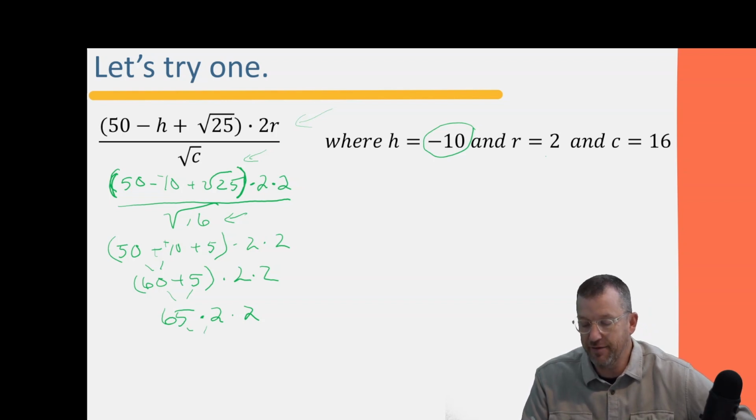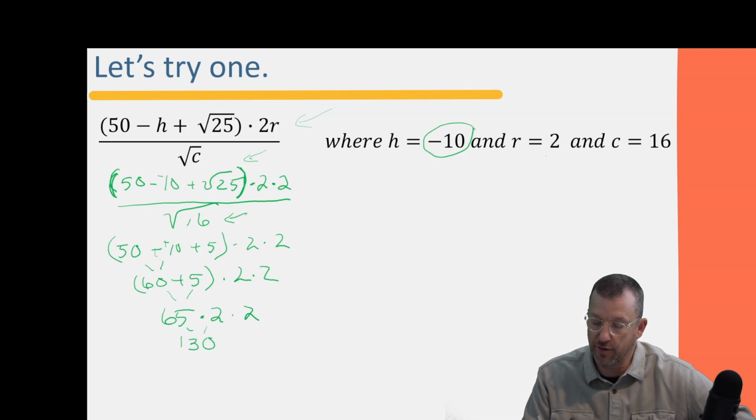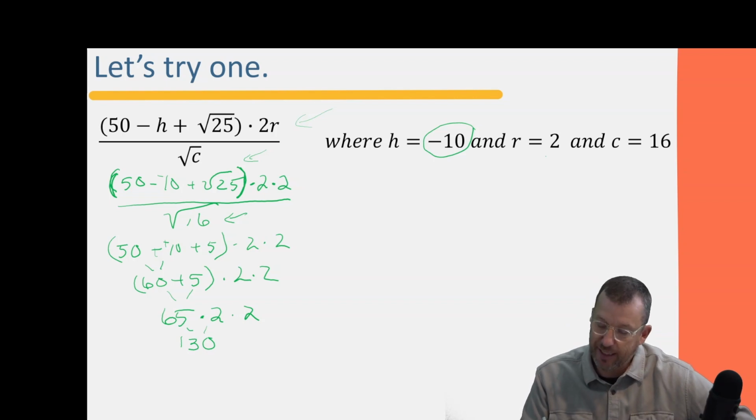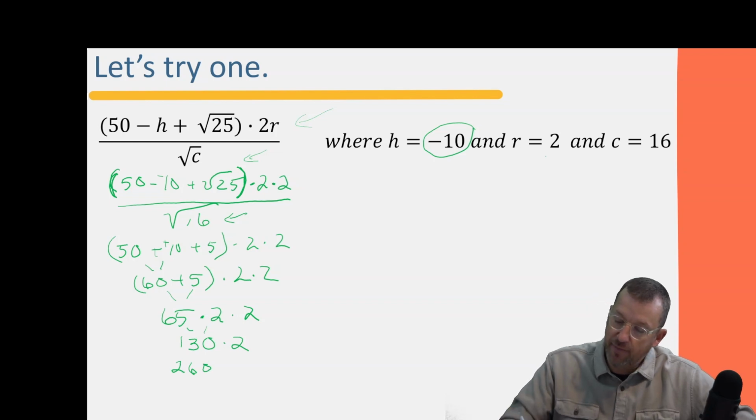So 65 times 2, so you're going to double 65, which gives us 130. 2 groups of 60 is 120, 2 groups of 5 is 10, you add them together. And then finally we say, we've got 130 times 2. We're going to double that hundred and get 200, and double that 30 and get 60. So now we know the top of this equals 260.